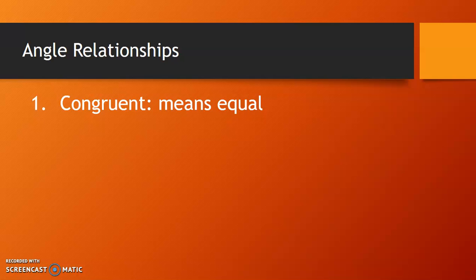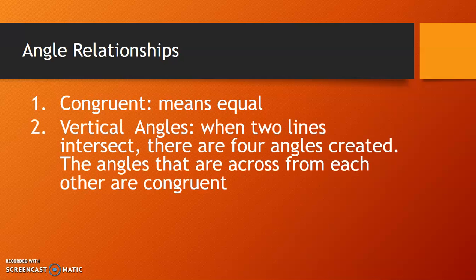Getting into some angle relationships, the word congruent, if you hear that or you read that, it means that they're equal, so they have the same measurement. Vertical angles are when 2 lines intersect, and there are 4 angles that are created. If you have 2 lines and they form like an X when they cross, you've got 4 angles. The angles that are directly across each other are called vertical angles, and they're going to be congruent.